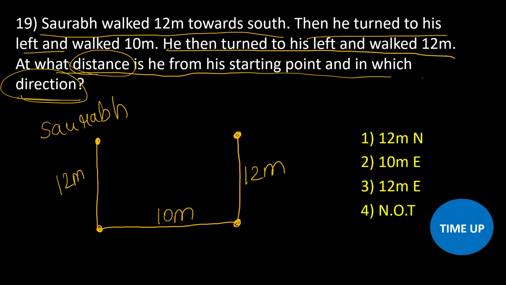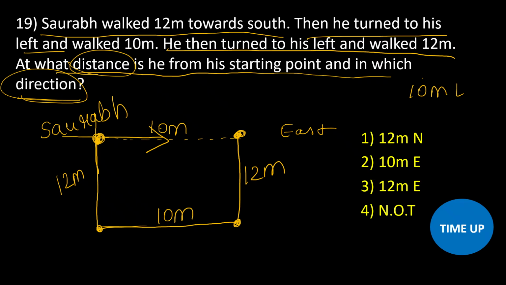So at what distance is he from the starting point? Starting point is this and this is your final point. So if this is 10, then this will be also 10 meter. And in which direction, they have said. So from the starting point, if you check, in which direction is he now? In the east direction. This is the east direction, right? So answer will be 10 meter east. Second one is your right option.